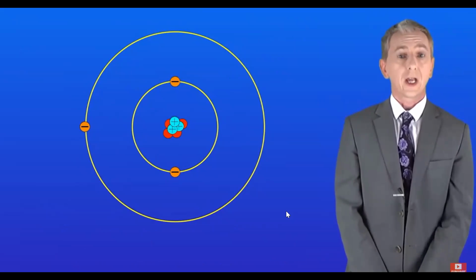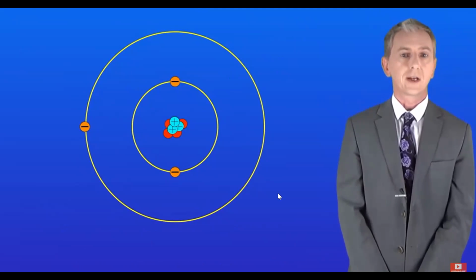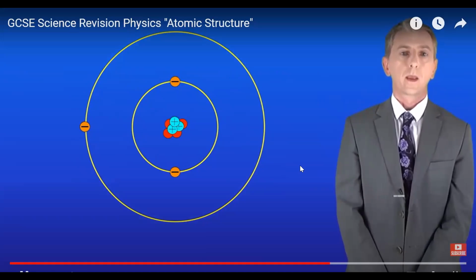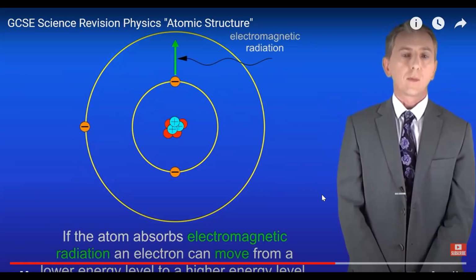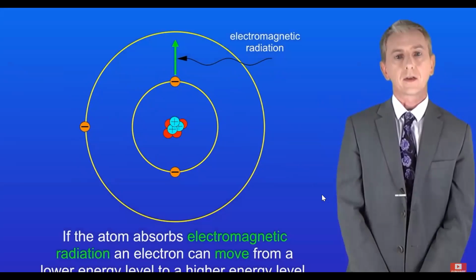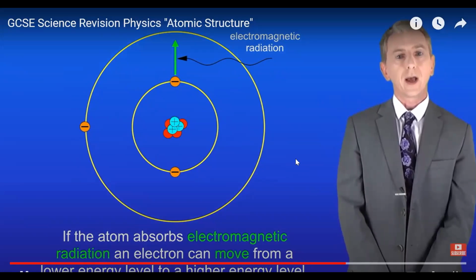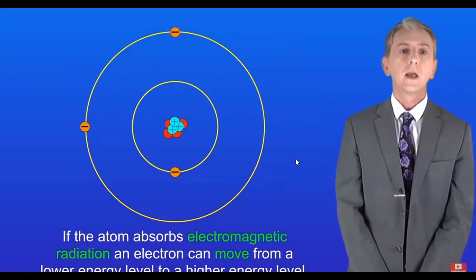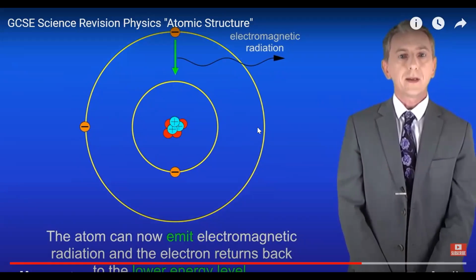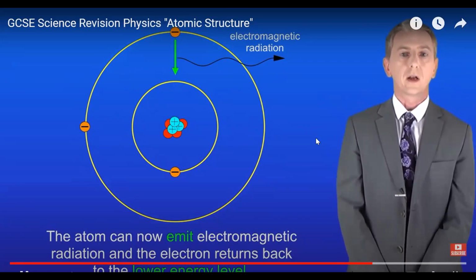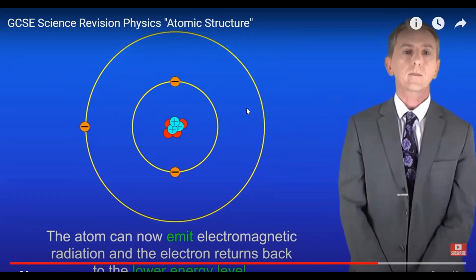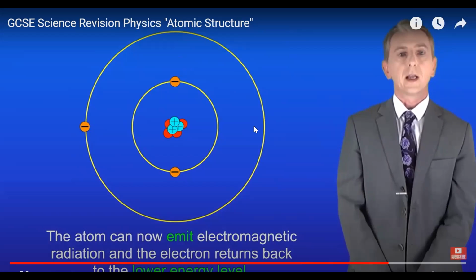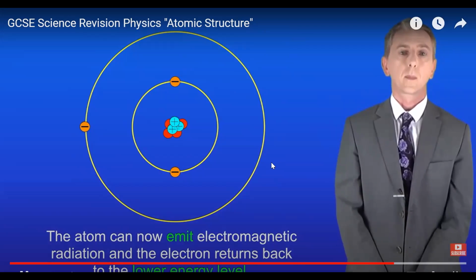Now electrons can change energy levels if they gain or lose energy, and we're going to look at that now. If the atom absorbs electromagnetic radiation, for example light, an electron can move from a lower energy level to a higher energy level, like this. Now, the atom can emit electromagnetic radiation, and the electron returns back to the lower energy level like this. So as you can see, by absorbing or emitting electromagnetic radiation, electrons can change energy levels.